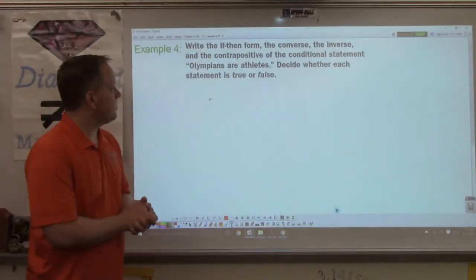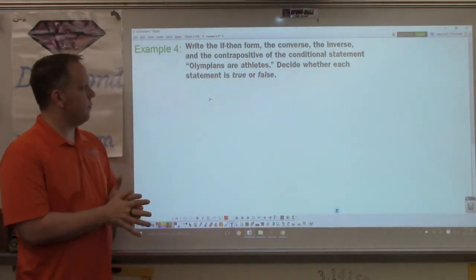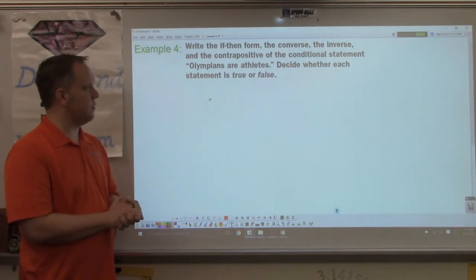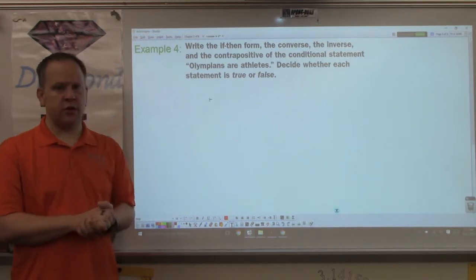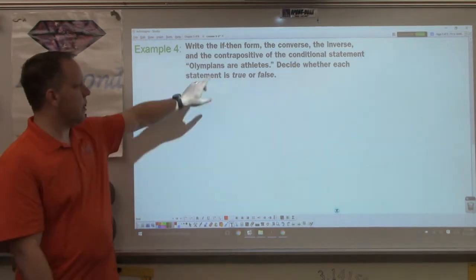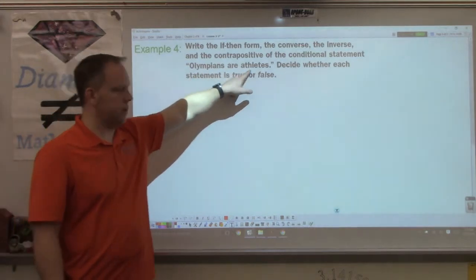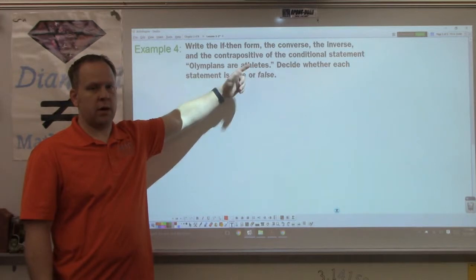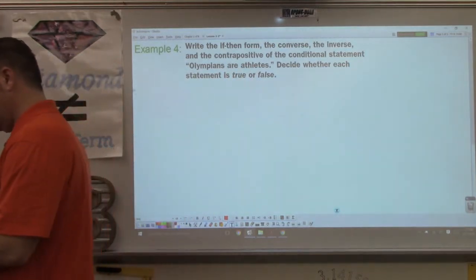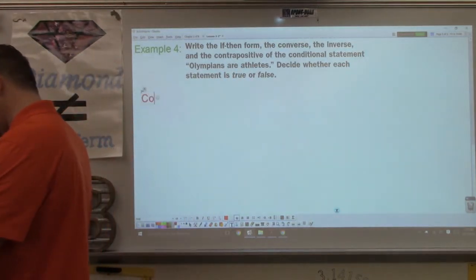Last example. Write the if-then form, the converse, the inverse, and the contrapositive of the conditional statement, Olympians are athletes. Decide whether each statement is true or false. So right now I have the sentence, Olympians are athletes. So first thing I want to do is make this an if-then sentence. I want to come up with my conditional statement. So, conditional statement.